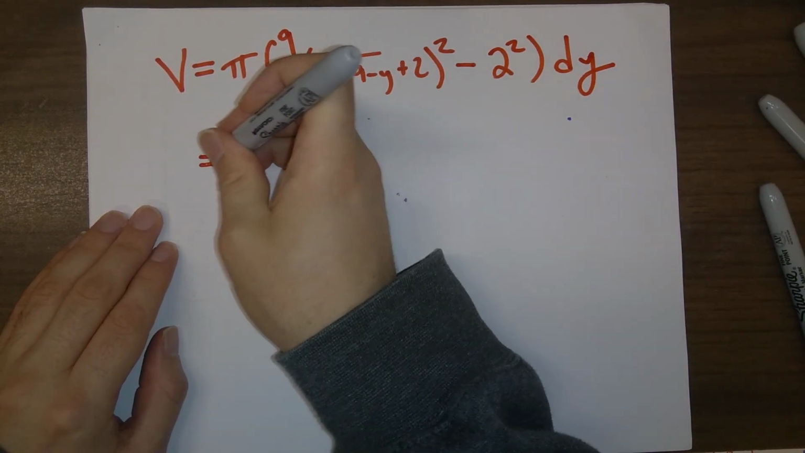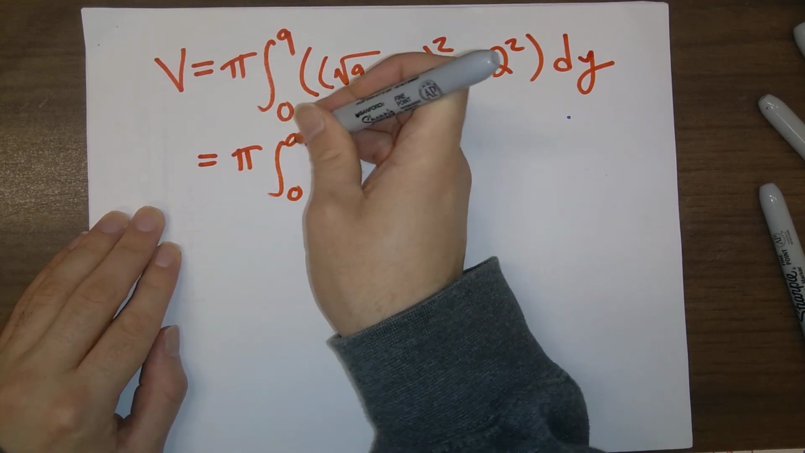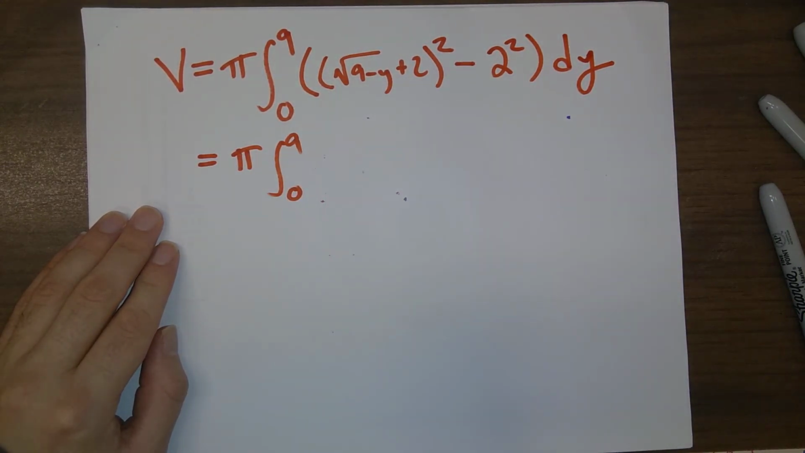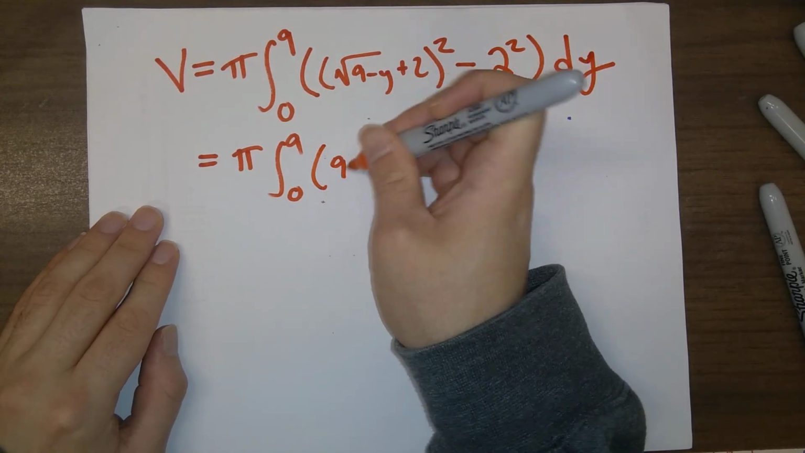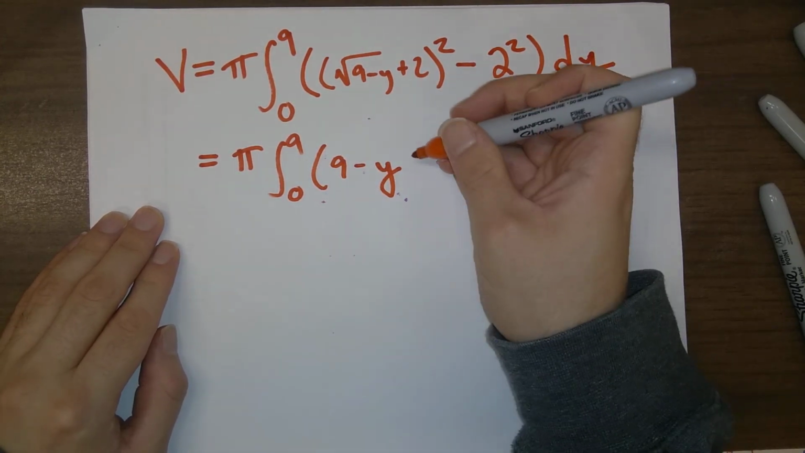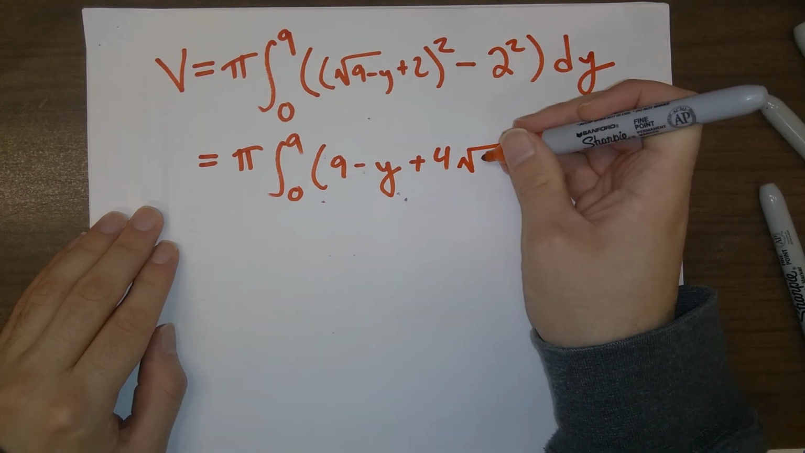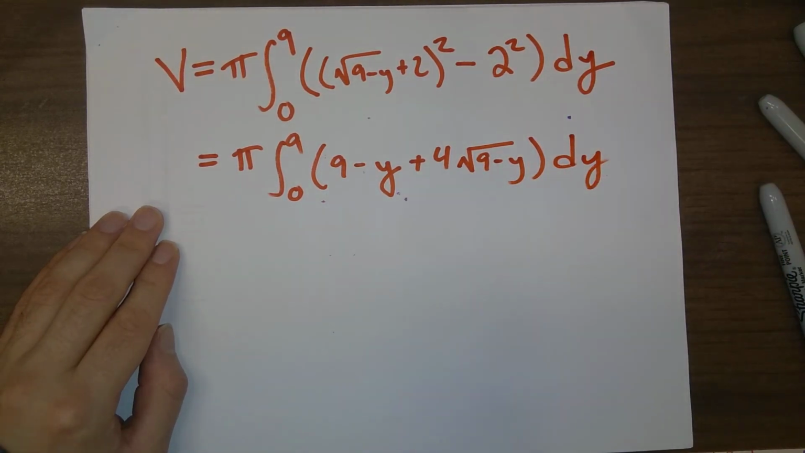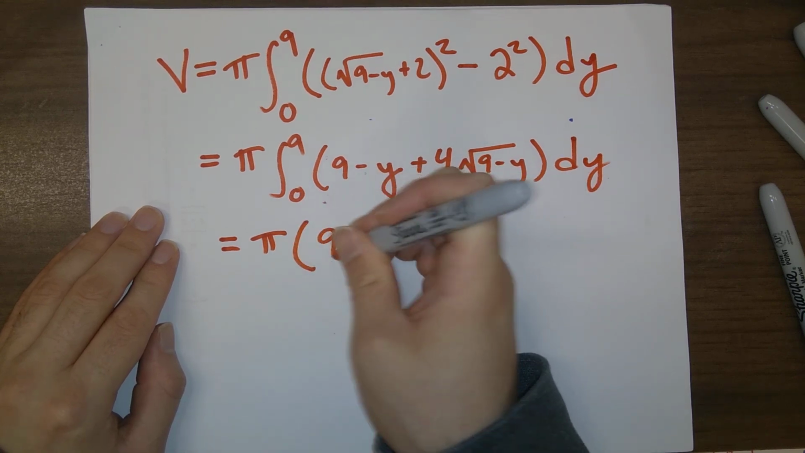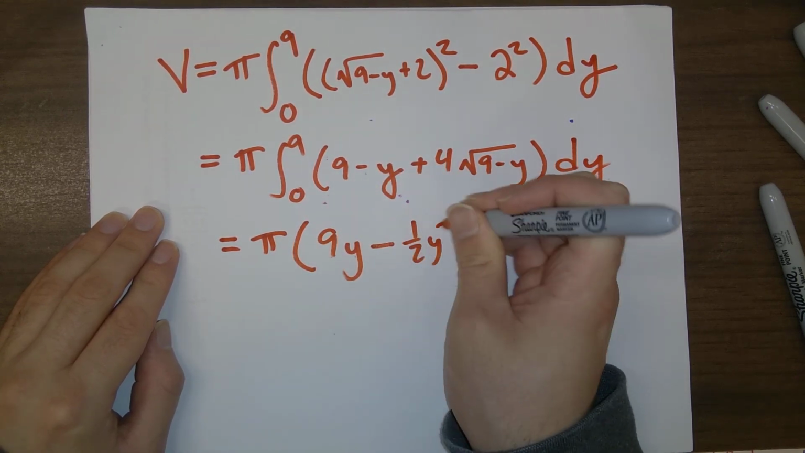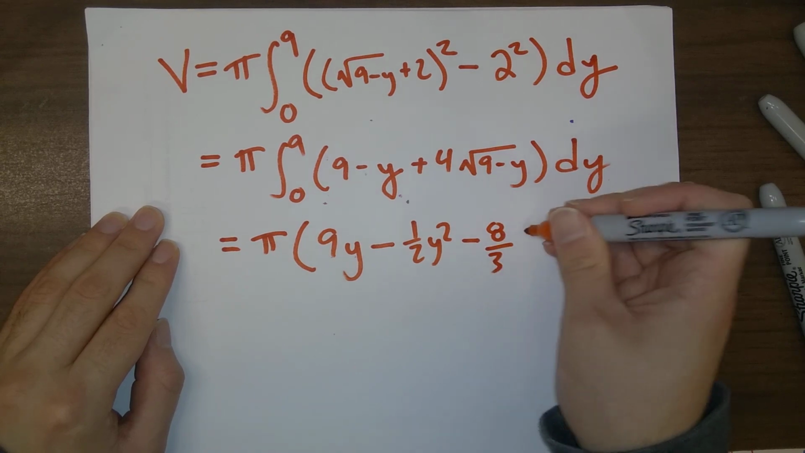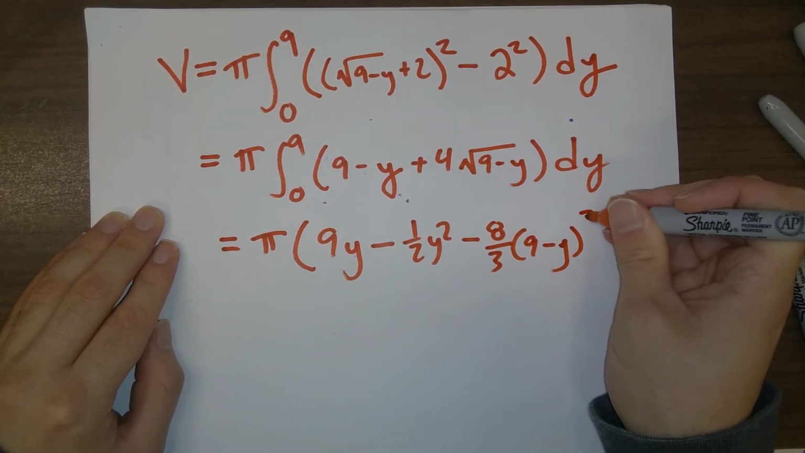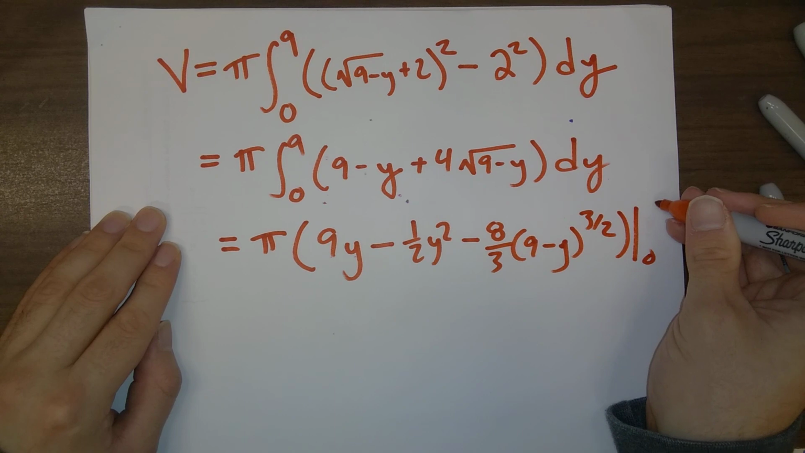Okay, so when we expand out, when we do the simplification here, we end up with 9 minus y plus 4 times the square root of 9 minus y. And this is a pretty routine integration to do. It becomes pi times 9y minus 1/2 y squared minus 8/3 times 9 minus y to the 3/2 power. Plug in 0 to 9.